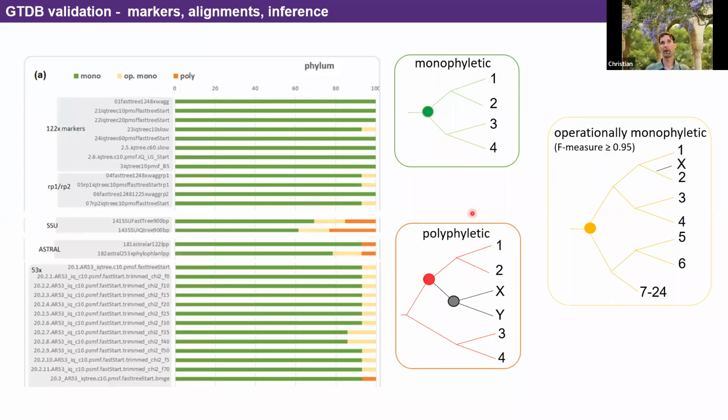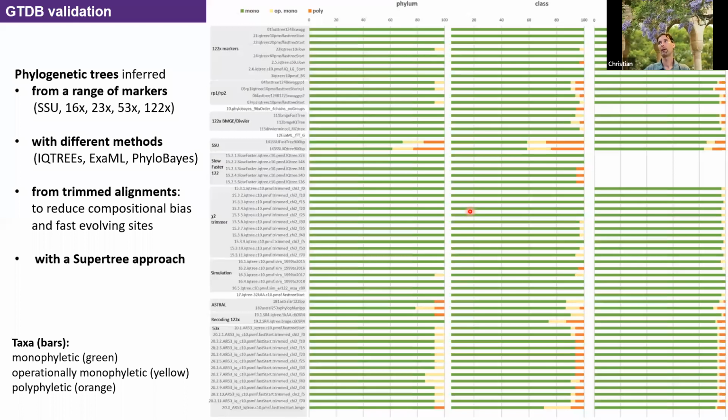If we do this, you can see here, we tested this for the ranks of phylum, class, and order, and we really included a range of phylogenetic trees based on different markers.